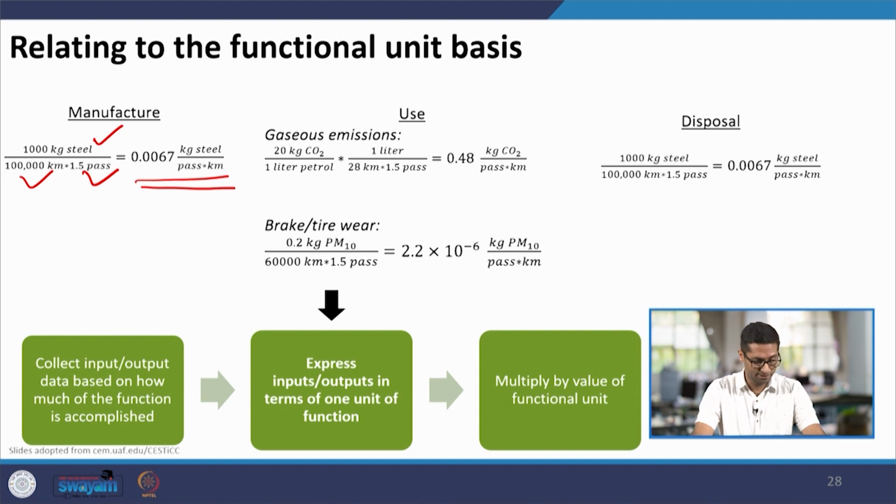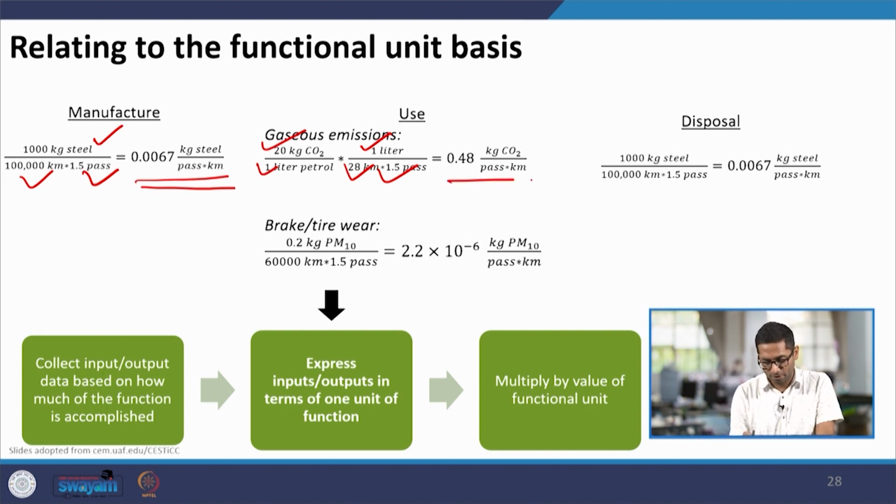In the use phase, I am emitting 20 kgs of CO2 for 1 liter of petrol. And again, for this 1 liter of petrol, the car is able to travel 28 kilometers, which is the mileage, and it is also carrying 1.5 passengers. So multiplying all these numbers gives me 4.48 kgs of CO2 that is emitted to the atmosphere per passenger kilometer. Now 1 passenger kilometer was again the 1 unit of the functional unit that I have chosen.